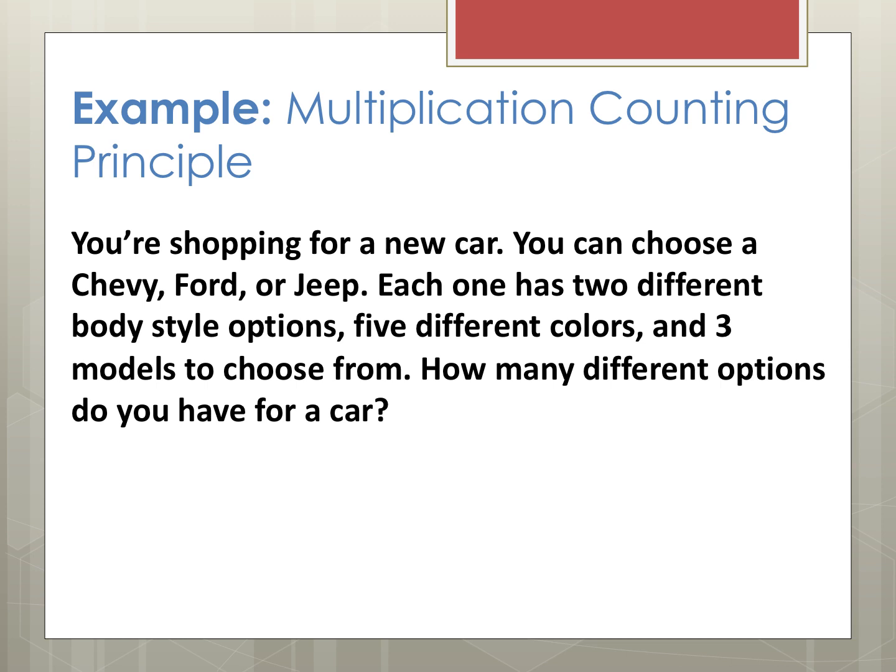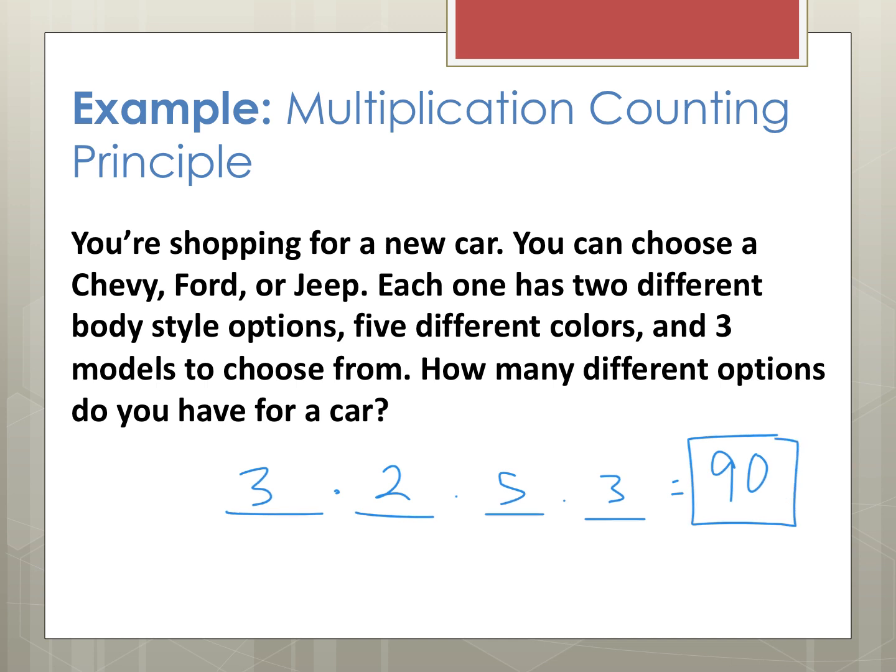It says you're shopping for a new car. You can choose either a Chevy, Ford, or Jeep. So looks like we have 3 choices right there of the type of car. Each one has 2 different body styles. So there's a different set of choices, body styles. And then the last part looks like you got 5 different colors and 3 models to choose from. So here, notice we have 4 different categories to deal with. If I multiply all those numbers together, 3 times 2 ends up being 6, times 5 gives me 30, times 3 should give me 90 total possibilities there.